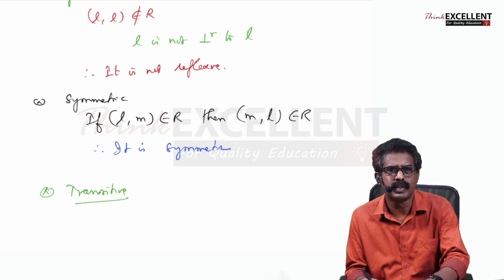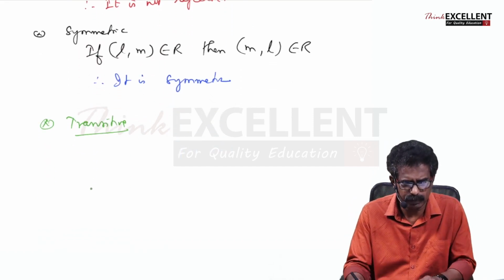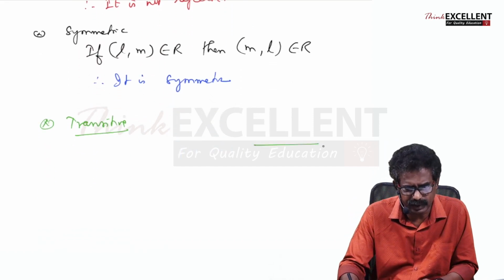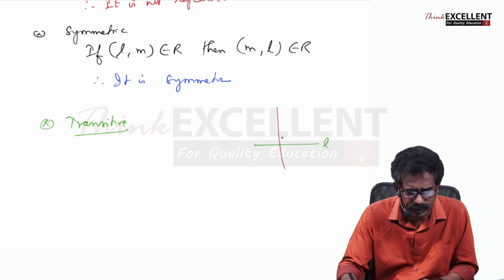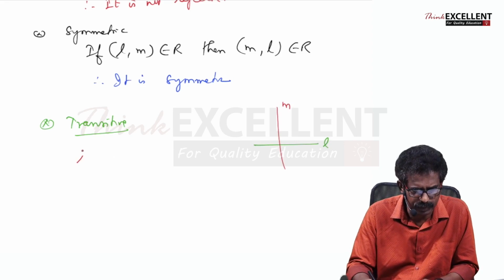So transitive, first you think about that, then you write, okay? Suppose say this is a line, L. L is perpendicular to M. So there is a relation, right?